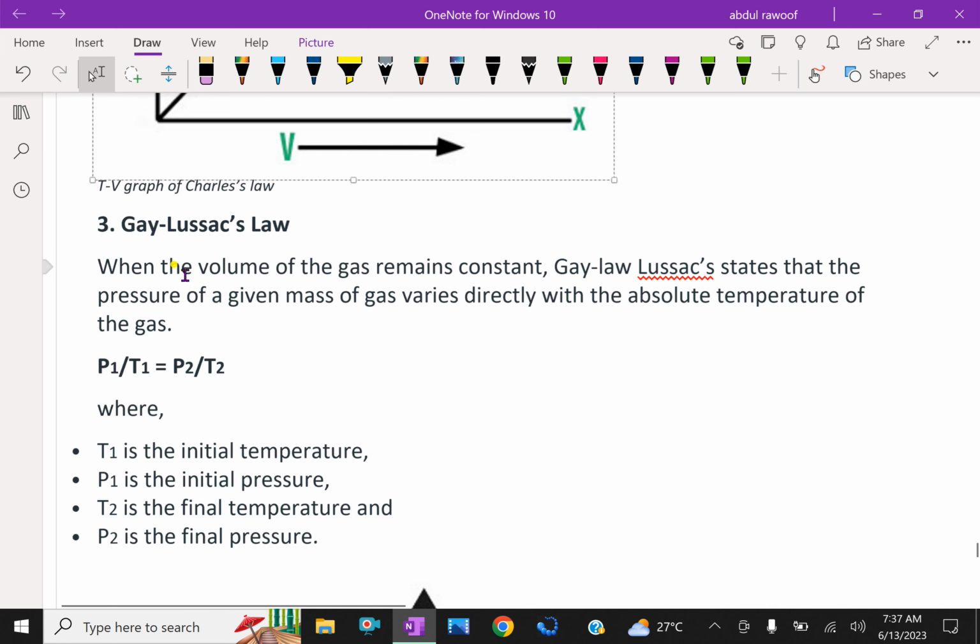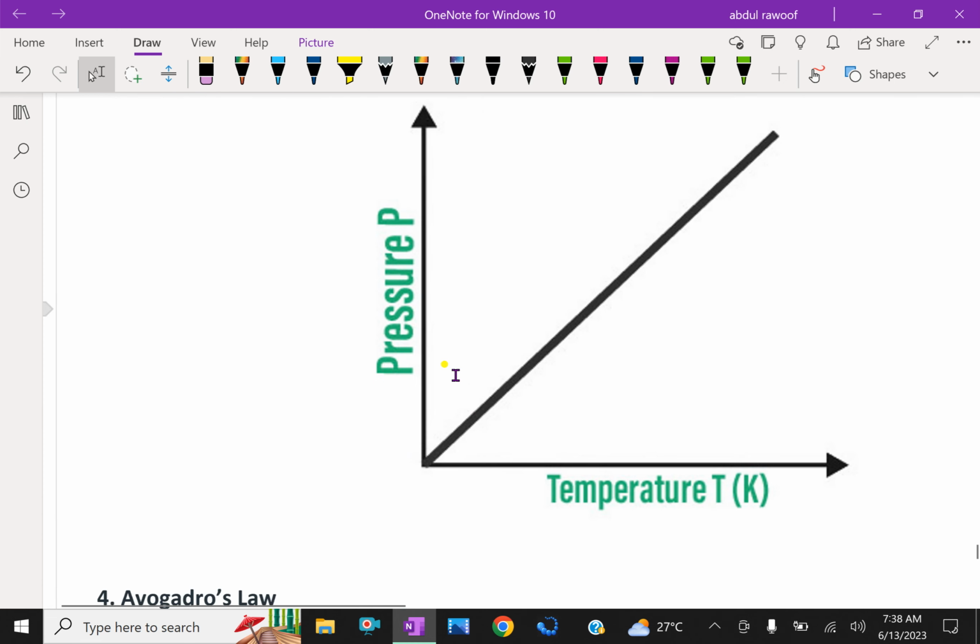Gay-Lussac's law. When the volume of the gas remains constant, Gay-Lussac's law states that the pressure of a given mass of gas varies directly with the absolute temperature of the gas. That means P1 over T1 is equal to P2 over T2, where T1 is the initial temperature, P1 is the initial pressure, T2 is the final temperature, and P2 is the final pressure. Here this is pressure and temperature when volume is constant. This Gay-Lussac's law states like this.